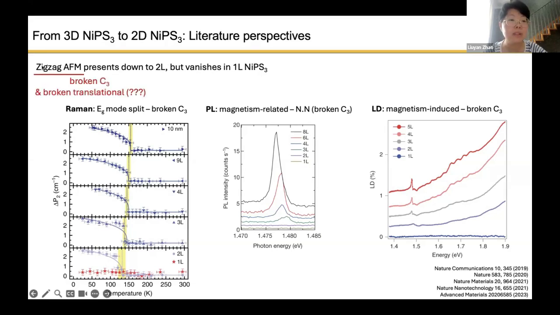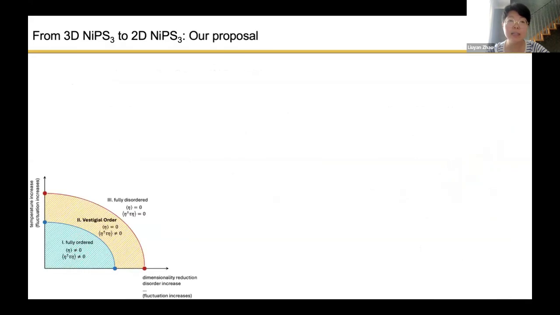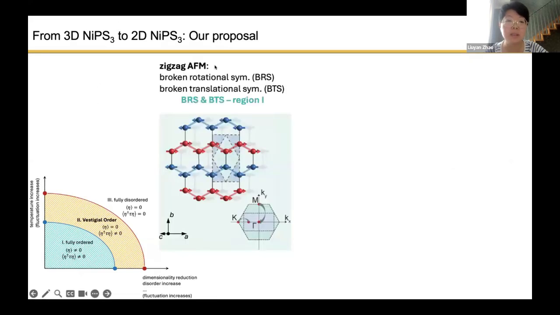But as we said before, this zigzag antiferromagnetism actually breaks both threefold rotational symmetry and translational symmetry. By only seeing signatures that break threefold rotational symmetry, we cannot directly associate them to the zigzag antiferromagnetism per se. We have to have an experimental signature that also tells whether the translational symmetry behaves in the same way or not. Okay, so this gives us the leeway for the system because it breaks two different symmetries. In the zigzag antiferromagnetic state, it breaks both rotational symmetry and translational symmetry.